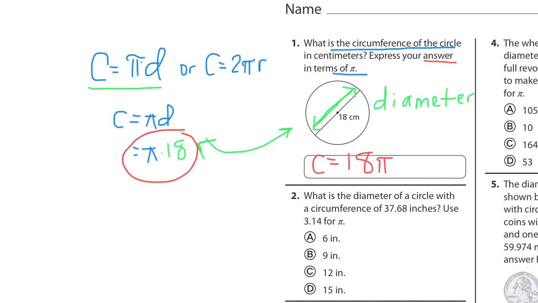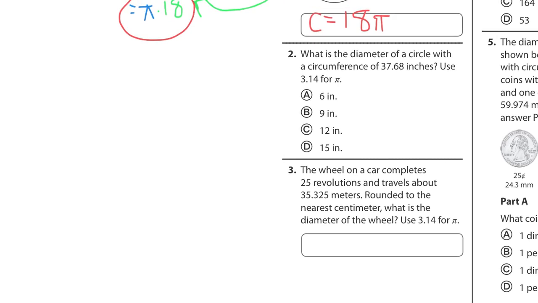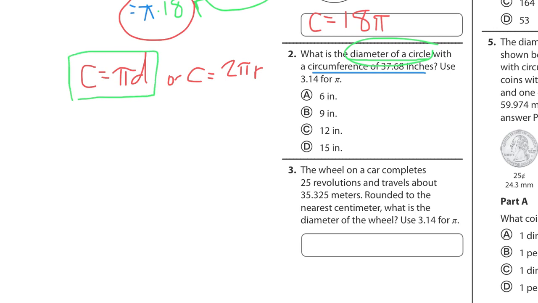Next problem. What is the diameter of a circle with a circumference of 37.68 inches? So they give you the circumference, but they want you to find the diameter. How do we do that? Well, like I said, we have two formulas that we could work with. We have circumference equals pi d, or circumference equals 2 pi r. This one is asking for diameter. So I'm going to go with circumference equals pi d.